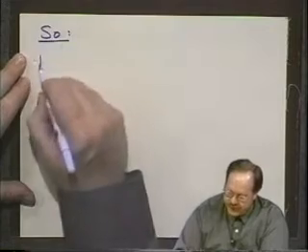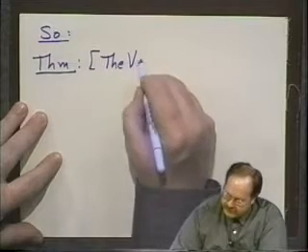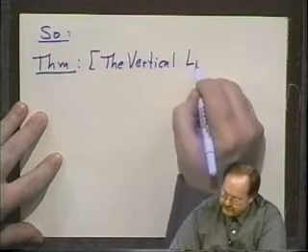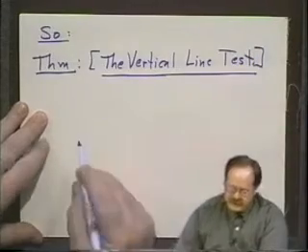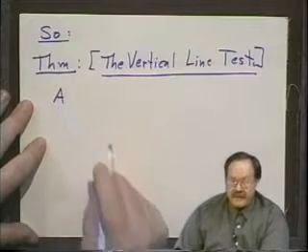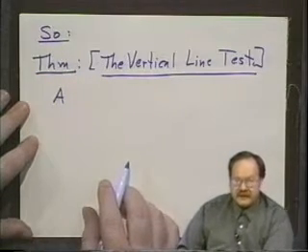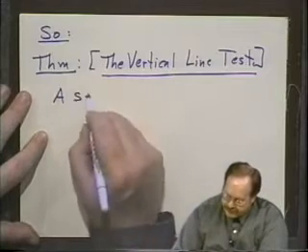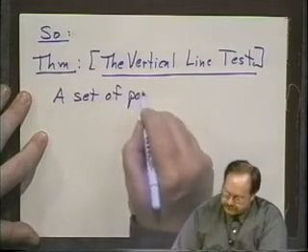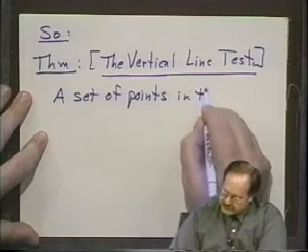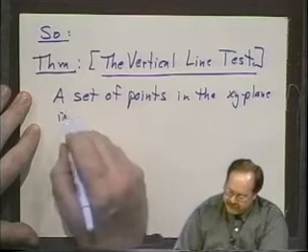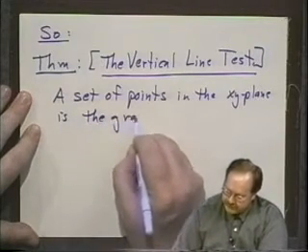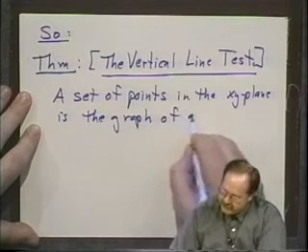So, we have a theorem. And this theorem might be called the vertical line test. I told you we'd see theorems in this course, and we certainly are. The vertical line test. And here's how it goes. This is a bidirectional theorem. It's an if and only if, double arrow theorem. A set of points in the xy plane is the graph of a function. Okay, that's what we want to be able to tell, is the graph of a function.